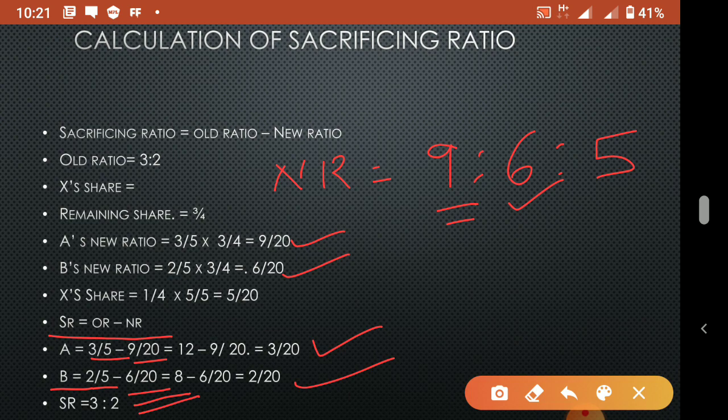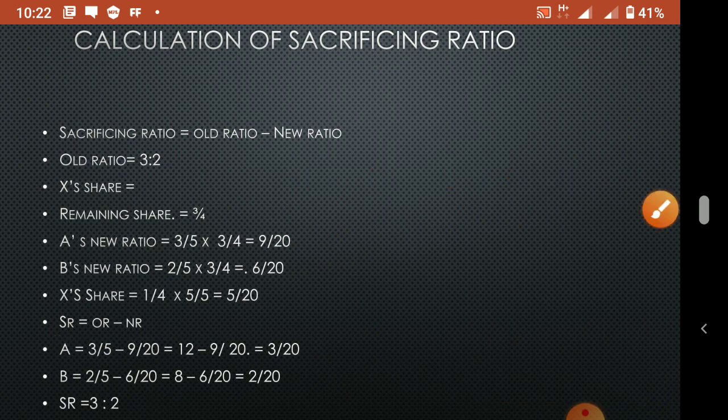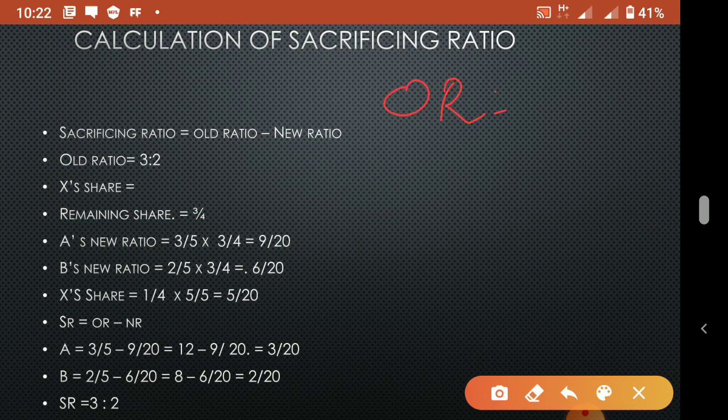So this is the shortcut I am telling you now. The old ratio you see is 3:2, and the sacrificing ratio also you see is 3:2. When the question particularly asks you to calculate the new ratio, only then you calculate it, because for this calculation you will also be getting marks. Otherwise, if they have not asked you to calculate the new ratio, and in this type of question the old ratio 3:2 is given and the new partner's share 1/4 is also given, these two pieces of information are there in the question.